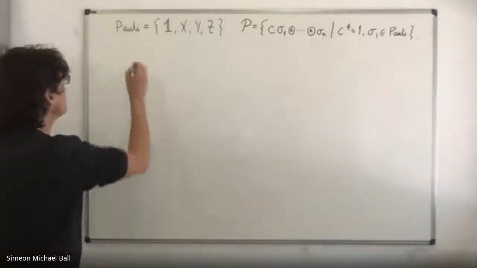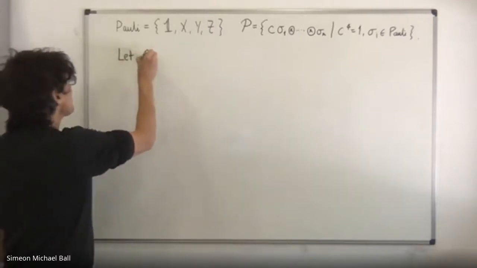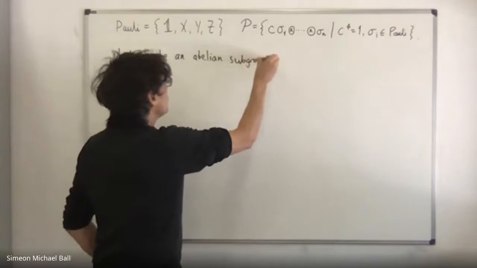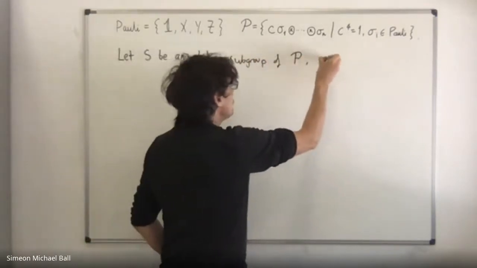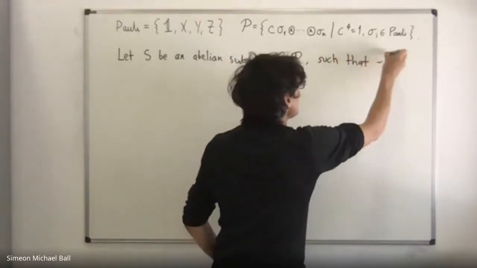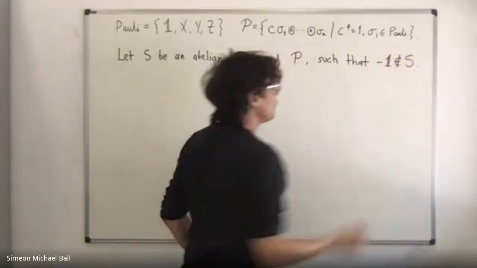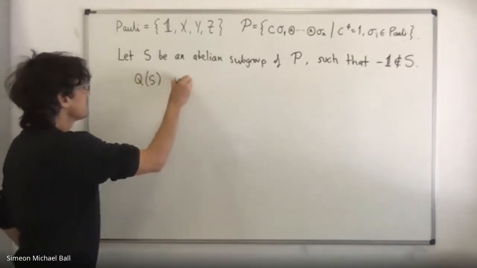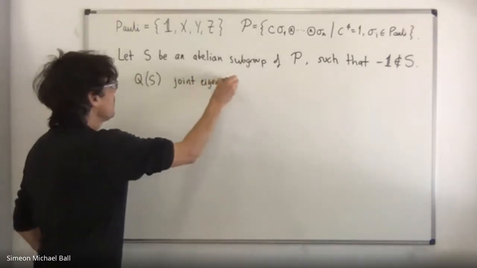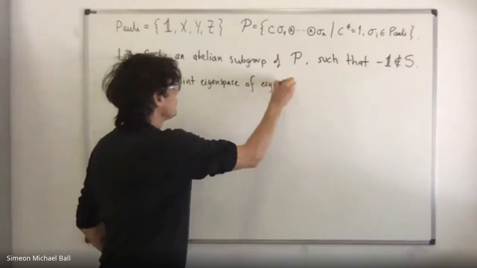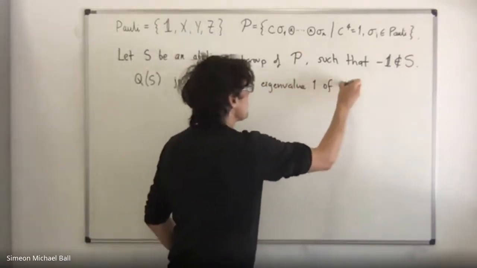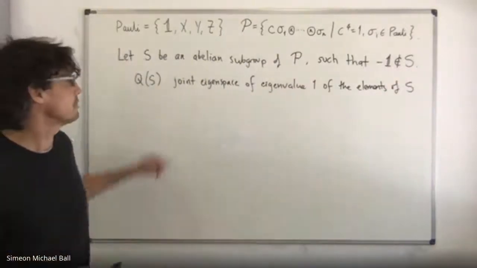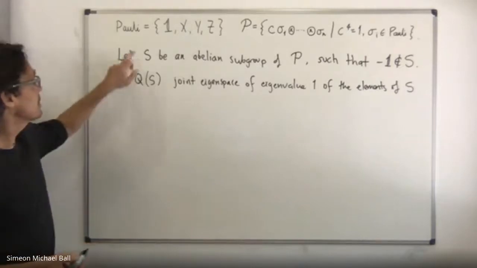And to make our stabiliser code, we were looking for an abelian subgroup. So we took some abelian subgroup S of P. We added the condition that minus the identity was not in S because we wanted to define Q of S to be the joint eigenspace of eigenvalue 1 of the elements of S. So minus identity not being in S is just to avoid trivialities for our stabilizer. So this is our stabilizer, this is our abelian subgroup.